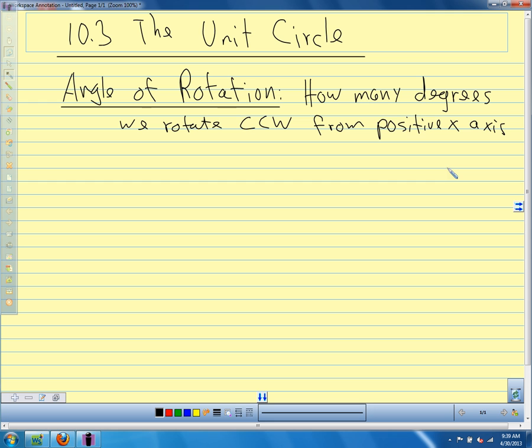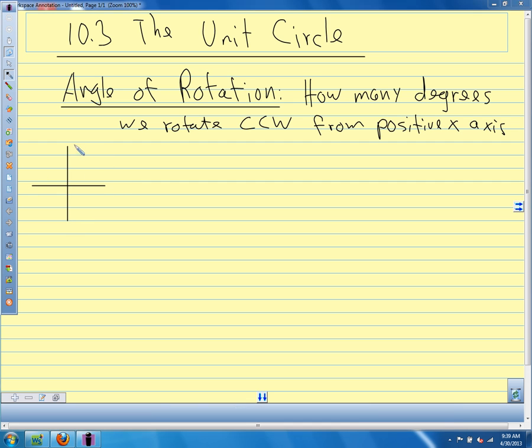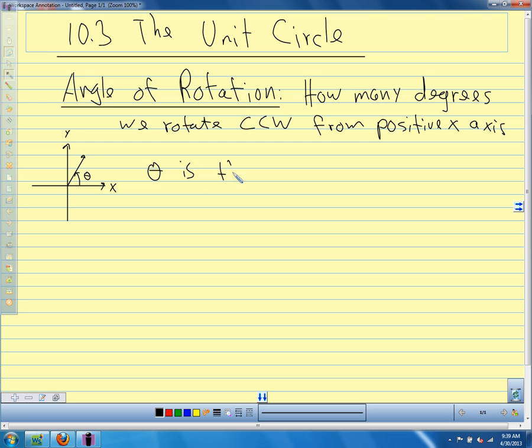From the positive x-axis. So if we were to draw a picture, we have our coordinates here, and this is y and x. And we have some angle here, and we're rotating some angle counterclockwise from the positive x-axis. So theta is the angle of rotation.